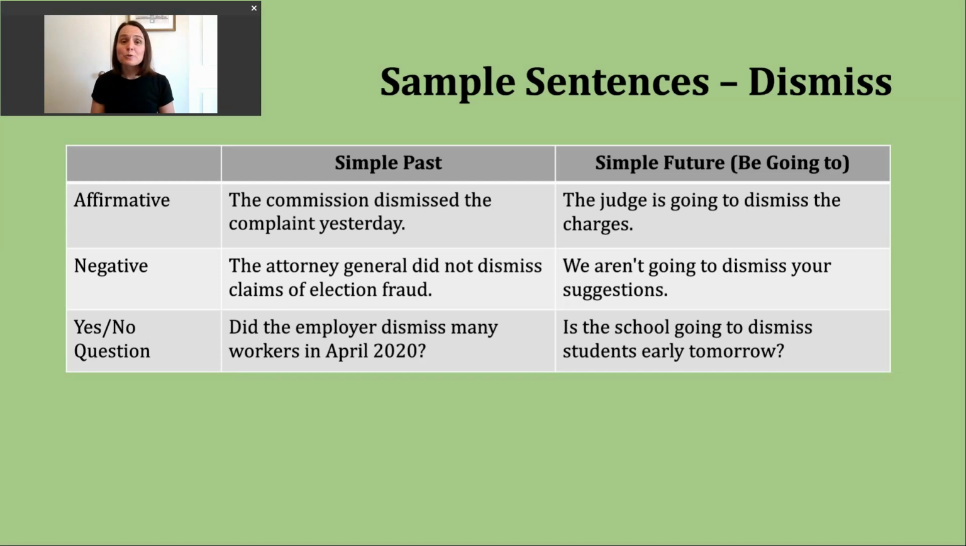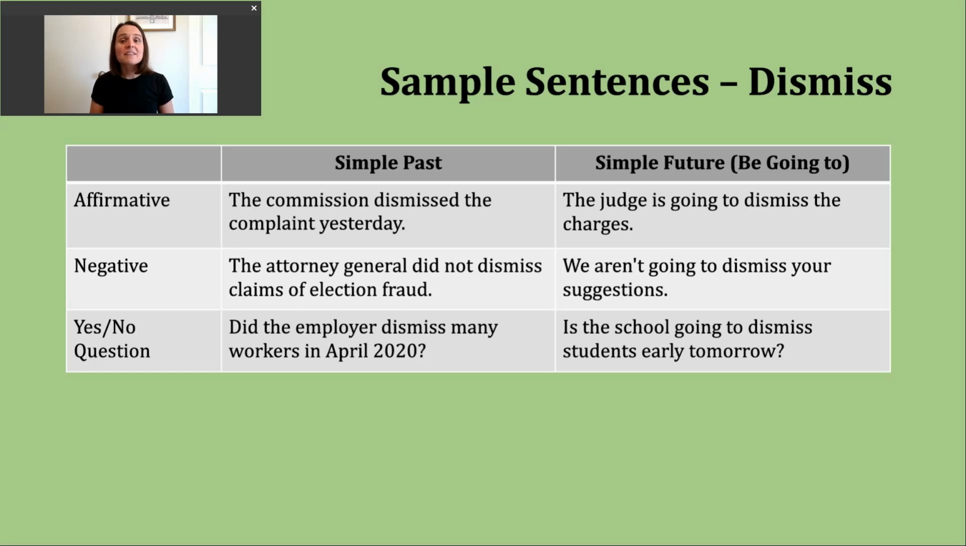If you want to make a yes or no question in the simple past tense, start with did, then you'll have your subject, and then the base verb. Here's another. Did the employer dismiss many workers in April 2020? So again, here's an instance where we have a specific date. We know that is in the past. And this question again is going back to firing. I think that was our second definition of this verb.